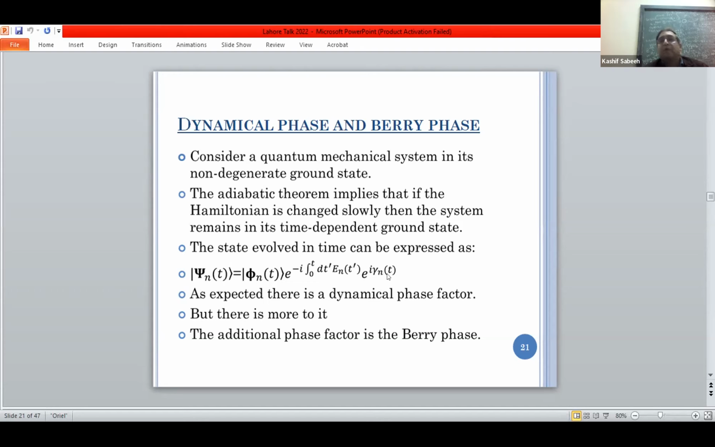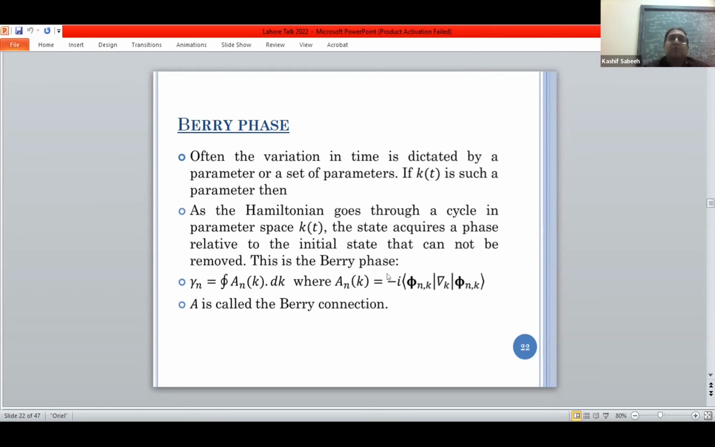And in the early days, people thought that since it depends on the parameter path, it is not gauge invariant. But it was realized that if you evolve the system adiabatically over a closed loop of parameters, then it is gauge invariant. And this factor can be expressed in terms of what is known as the Berry connection.